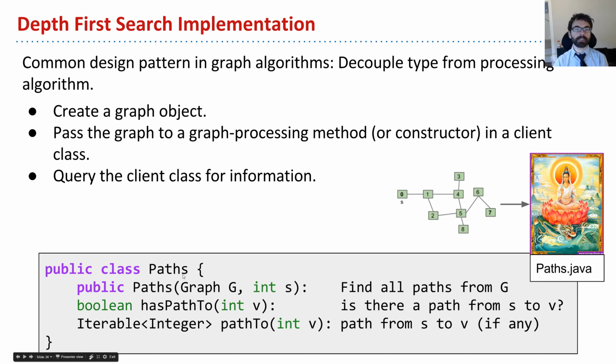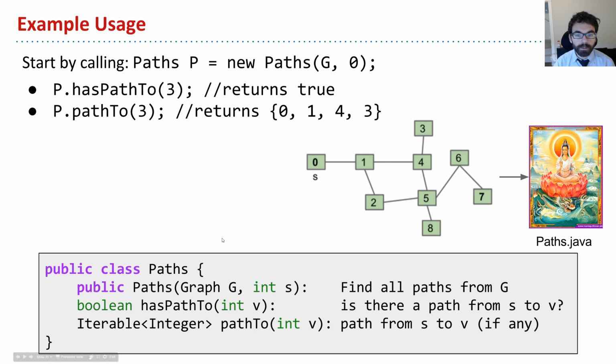Before we implement this paths class, let's think carefully about how we'd use it to make sure we know what we're trying to get. So, for example, let's suppose you want to know, is the vertex 0 and the vertex 3, are those vertices connected? And if they're connected, what's a path between them?